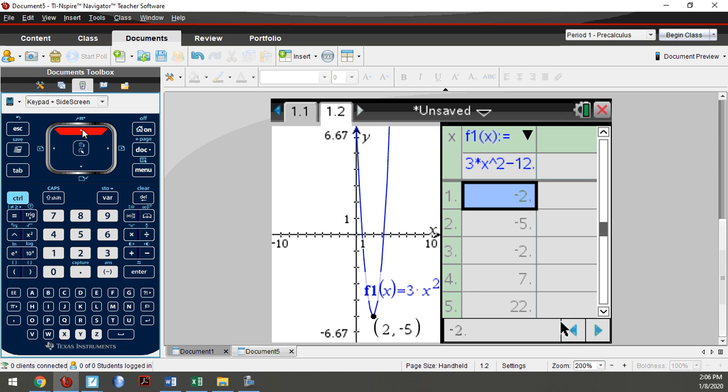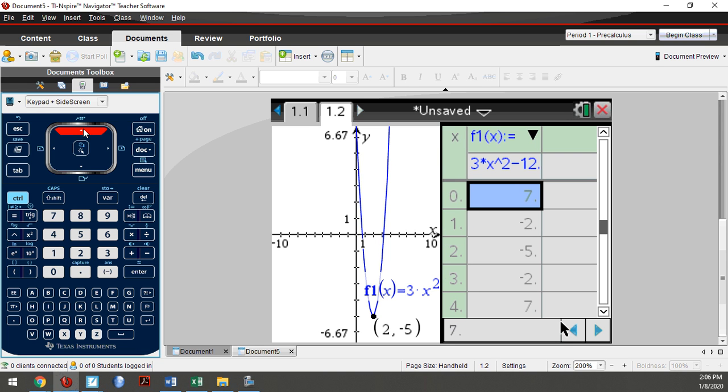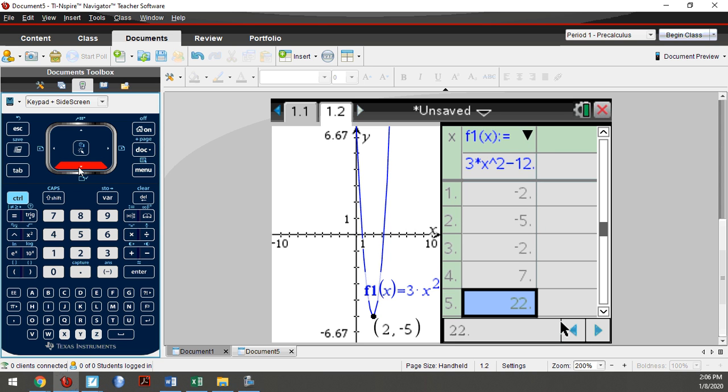Now, if you see, if I go to 0, 0 corresponds to 7, and 4 corresponds to 7. Did you see that we were right? If I arrow down and I go down to 5, 2 goes to -5, 3 goes to -2, 4 goes to 7, and 5 goes to 22. So you are going to remember the numbers and write down -5, -2, 7, 22.